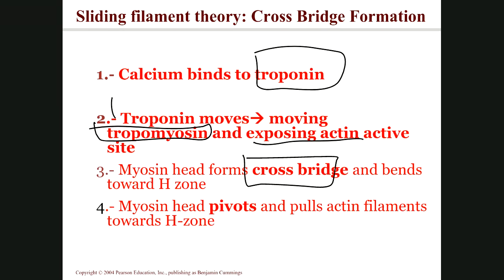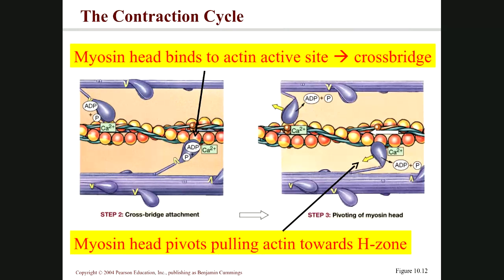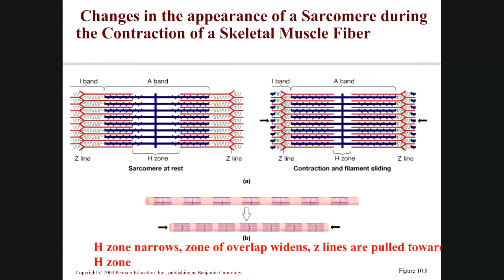You should definitely know which two proteins make the cross bridge, which will be the actin molecule and the head of the myosin. When the cross bridges are formed, the myosin head moves forward, and that's going to pull the thin filaments towards the middle. So take a look at these.